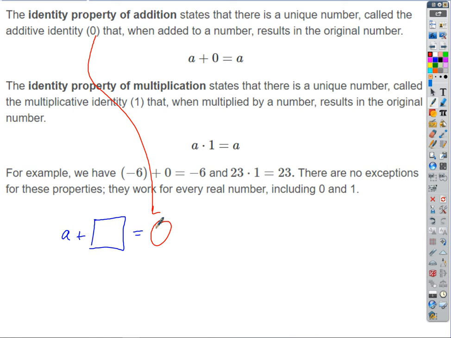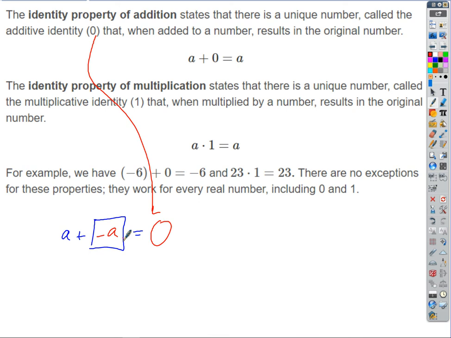The inverse property just answers the question, what would I add to get the special inverse or identity number for addition? Sometimes we call it the additive identity. What would it be? A plus, say it again, negative A. What do we call that in general? Opposite. So the additive inverse is a number's opposite. Always.